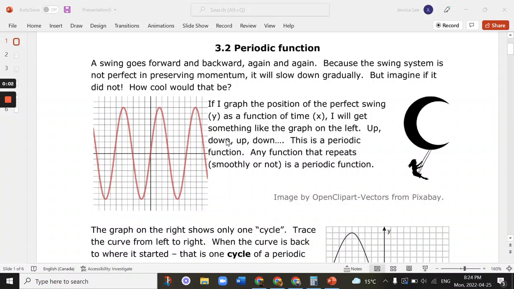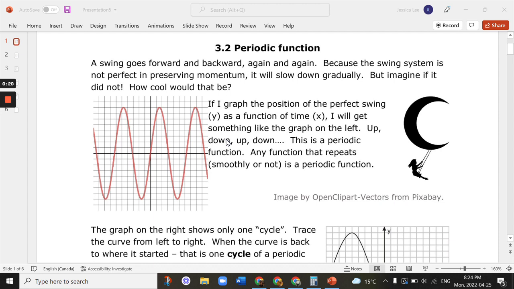Section 3.2, periodic function. A swing goes forward and backward again and again. Because the swing system is not perfect in preserving momentum, it will slow down eventually. But imagine if it did not. How cool would that be?